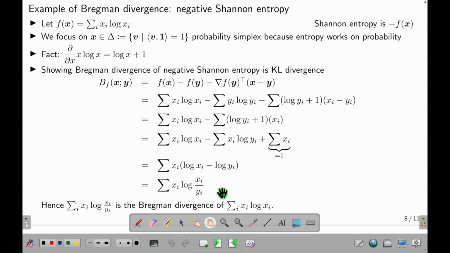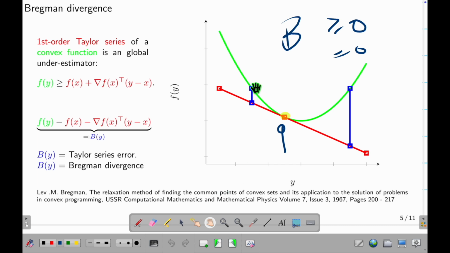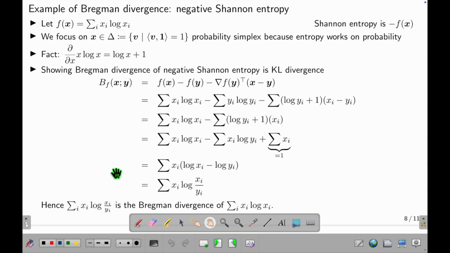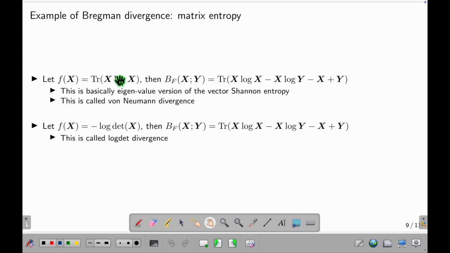So in other words, what is KL divergence? It is this thing, where my green is Shannon entropy. So therefore, KL divergence is the Bregman divergence of Shannon entropy. That means this is convex, or something is convex. Alright, now this is simple.